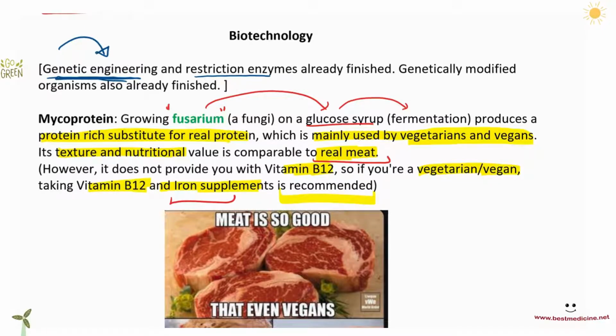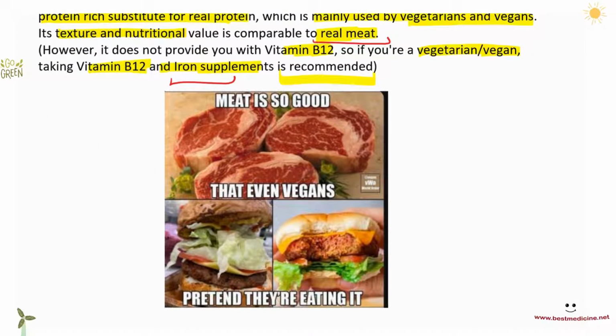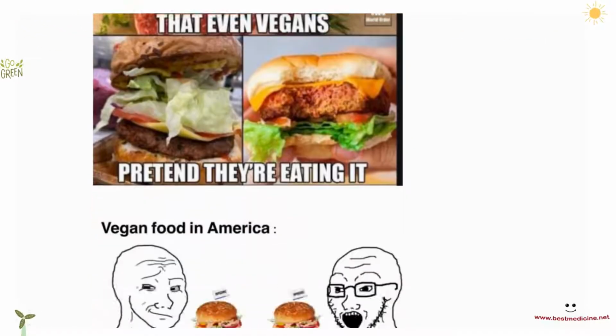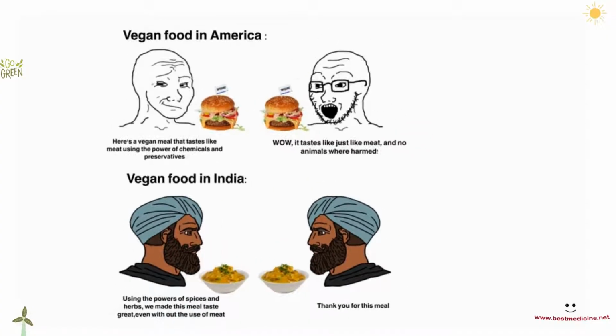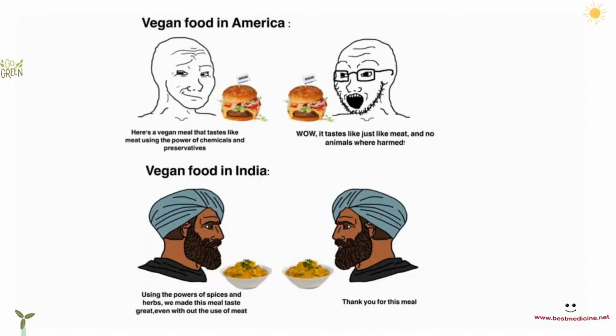And yeah, so we get a meme. Meat is so good that even vegans pretend they're eating it. Vegan food in America: here's a vegan meal that tastes like meat using the power of chemicals and preservatives. Wow, it tastes just like real meat and no animals were harmed. Okay, what about vegan food in India? I'm gonna go with this one. Using the powers of spices and herbs, we made this meal taste great, even without the use of meat. Thank you for this meal. Absolute chads.